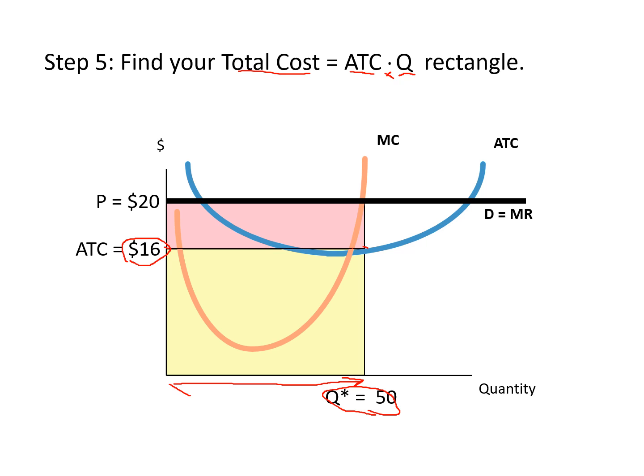So the yellow rectangle is our total costs, whereas the larger rectangle, including this pink part here, is our total revenue. So that means that our profit will be the difference between the total revenue and the total costs. So the profit will be this area here, the difference being the large rectangle subtracting out this smaller rectangle here.